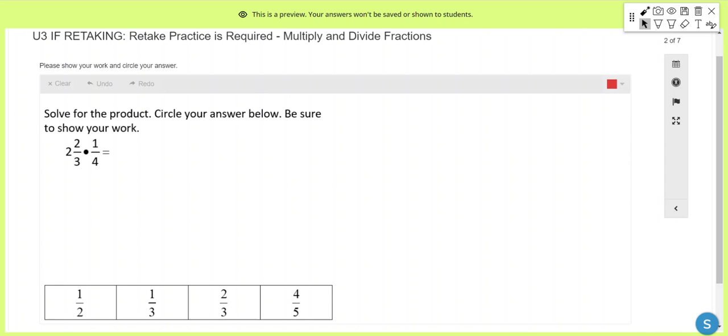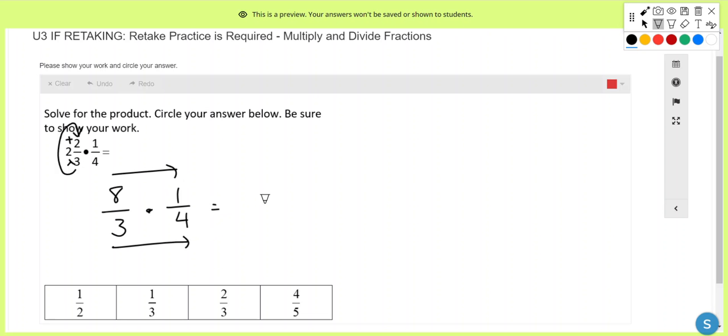For the next one, we need to multiply our fractions. So we have 2 and 2/3 times 1/4. And to multiply our fractions, remember anytime you see a mixed number, you need to turn it improper. Multiply at the bottom, add at the top. So 3 times 2 is 6, plus 2 more gives me 8 over 3 times 1/4. Multiply across the top, multiply across the bottom. 8 times 1 is 8. 3 times 4 is 12.